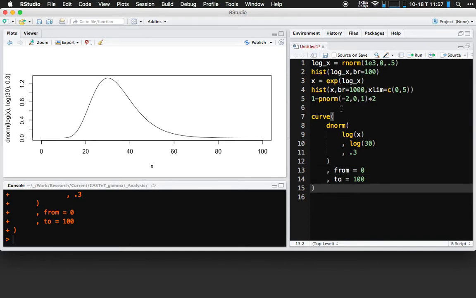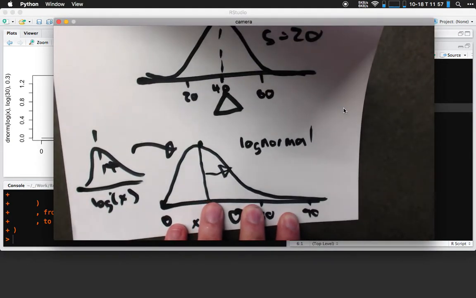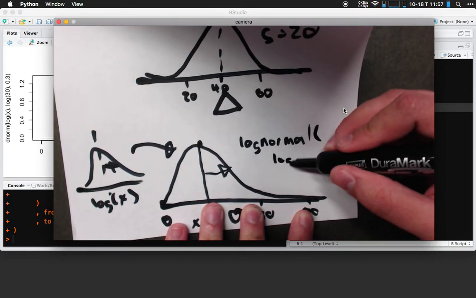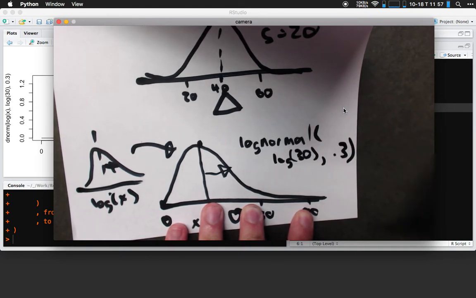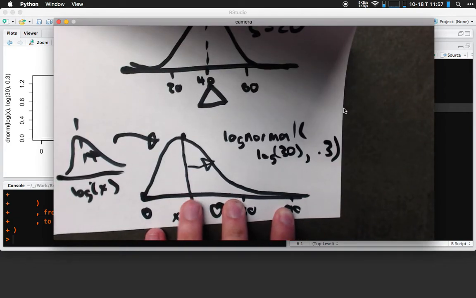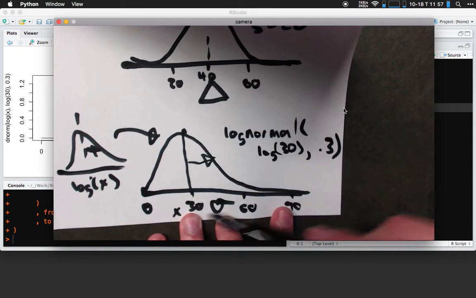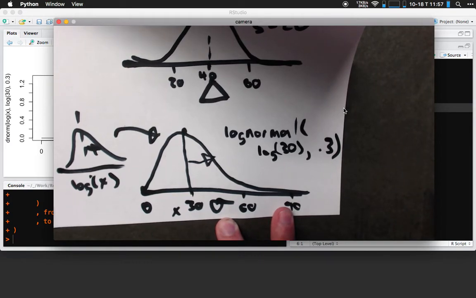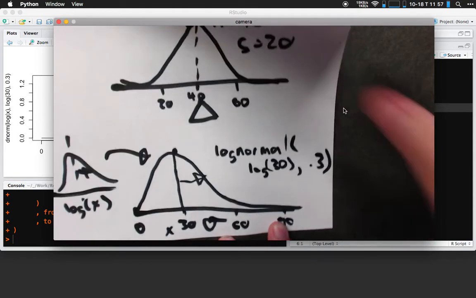So yeah, that would set all the values. Let's actually go back to the drawing. So here I'd say log normal, and so log 30, comma 0.3 would be a good set of parameters to specify to represent my credibility for where sigma is, having not seen any data yet. So that would be the way I'd approach question 1.